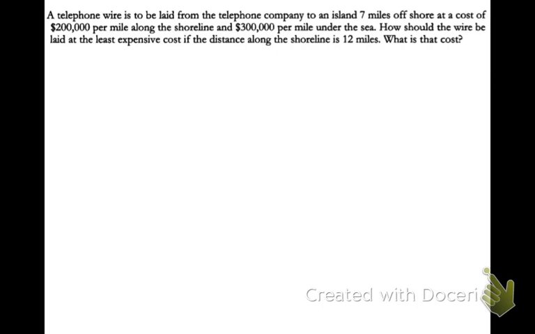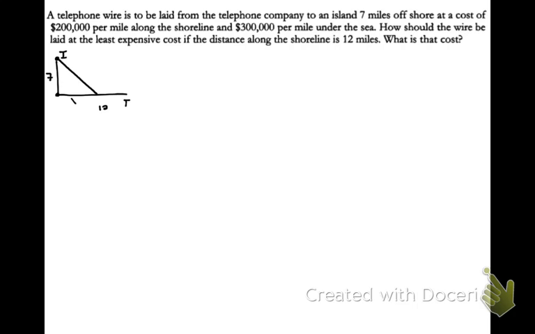We've got two more optimization problems to consider. In the first one, there is an island that needs a telephone wire. That island is 7 miles offshore, and the distance along the shoreline from directly across to the telephone company is 12 miles. It's cheaper to lay the wire along the shoreline than it is under the sea, and so we need to figure out how far we go in the sea to minimize the cost.